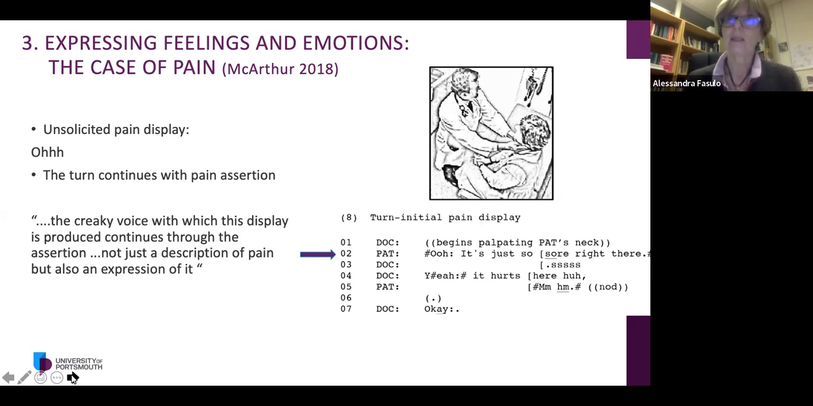Interestingly though, and here comes also the multimodality, she continues with the creaky voice. The creaky voice is something like, it's just so sore right there. So even the sentence, even if it's in words, in the delivery, there's also pain being still expressed through the words.